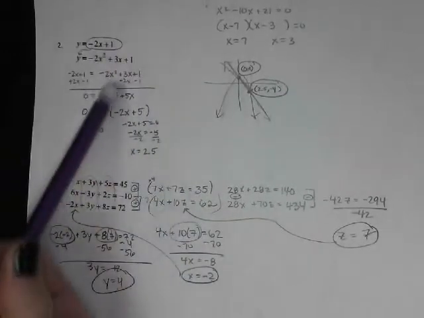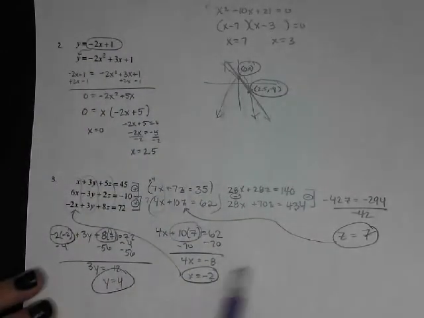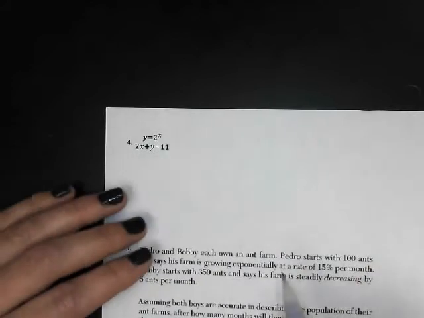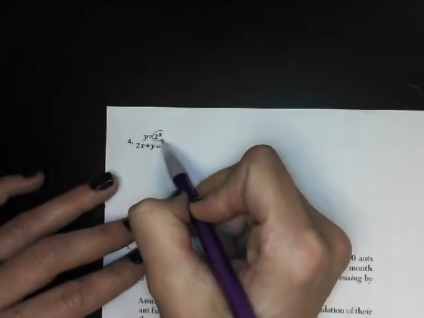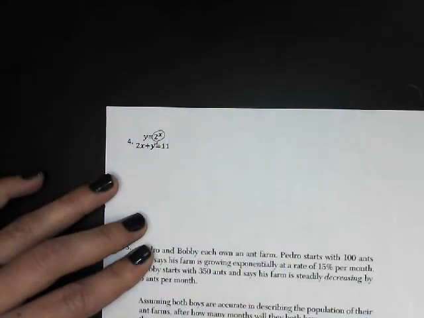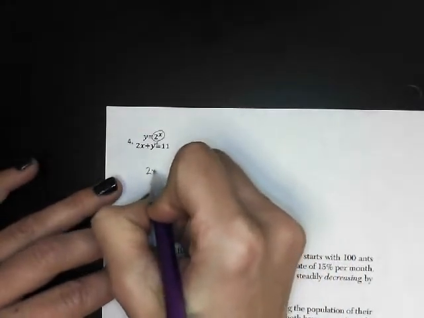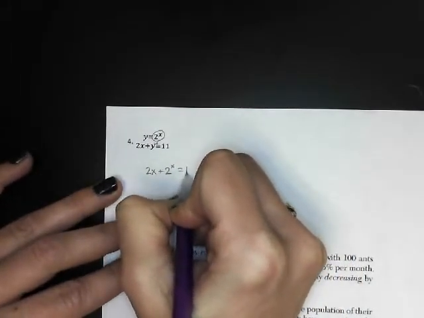So substitution anytime you have a linear with something else. Elimination anytime you have a 3-variable guy. So this would be substitution, where you throw your 2 to the x in for y. So 2x plus 2 to the x equals 11.